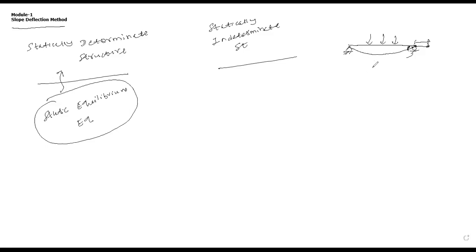So for equilibrium of your structure, what we need first is sigma Fx equal to 0. That means the algebraic summation of all forces in the x direction should be equal to 0. Second, sigma Fy should be 0: the algebraic summation of all forces in the y direction should be 0. And next, sigma Mz. Why Mz, I will discuss, don't worry. That should be equal to 0.